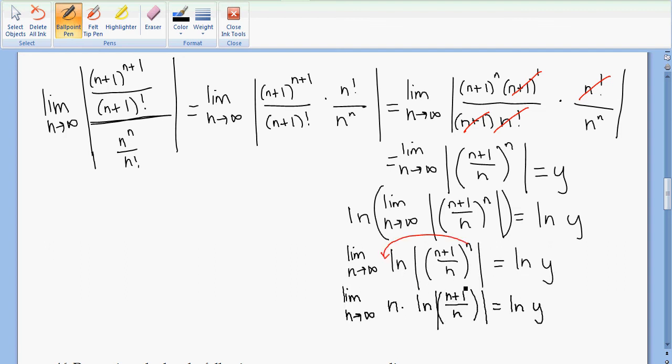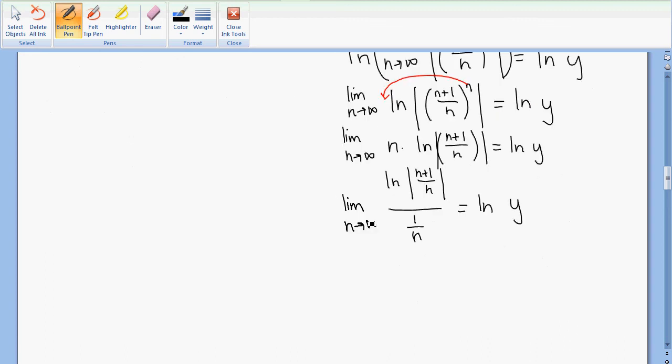From here, if we want to try to apply L'Hopital's rule, we have to write this product as a quotient, which we do by dividing by the reciprocal. Instead of multiplying by n, we're going to divide by 1 over n. Okay, so I've scrolled down to make more room for myself, and I've written this as a quotient. So we have the natural log of n plus 1 over n, over 1 over n. Direct substitution gives us the natural log of, this expression is going to 1. So this is going to 0 over 0, which is indeterminate form.